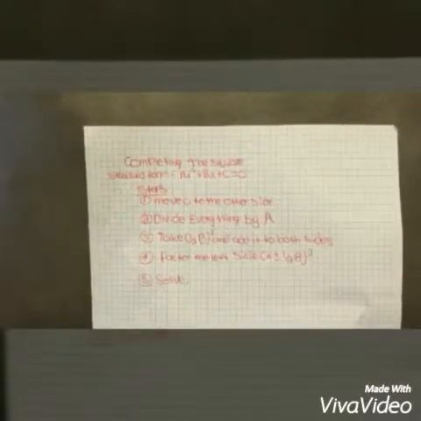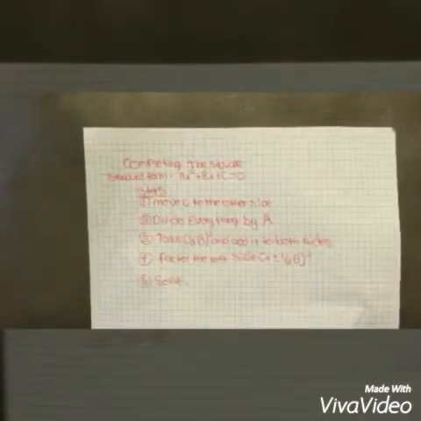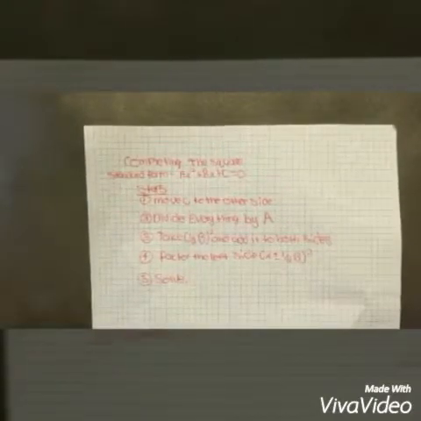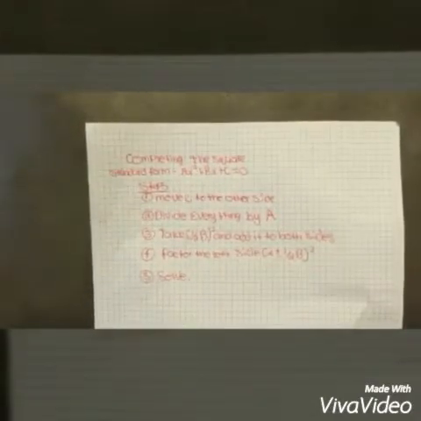Square. In completing the square, the first step is to move the c to the other side. Divide everything by a. Take 1/2 b squared and add it to both sides. Factor the left side and solve.